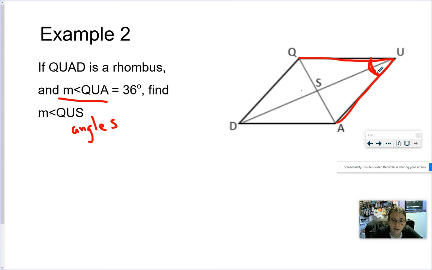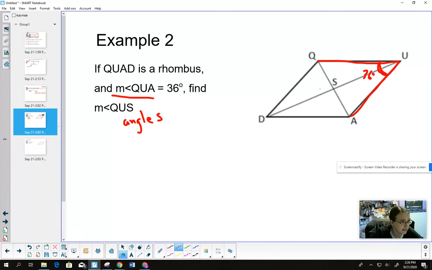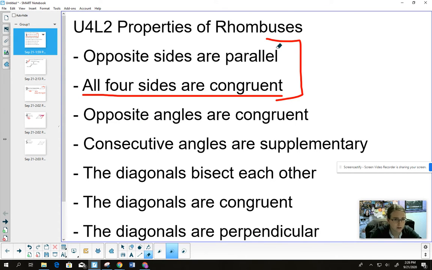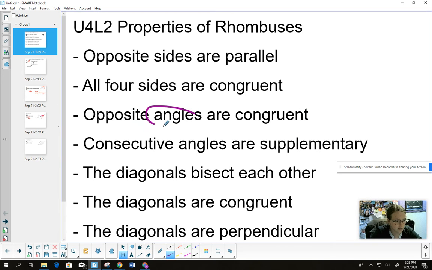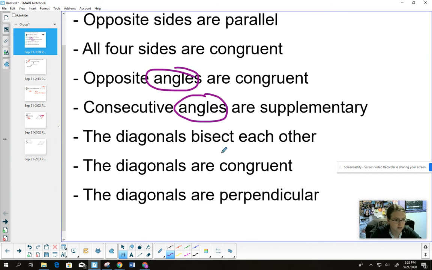Now, this entire thing is 36 degrees. What I am trying to find is, let me get a different color here, QUS. So I'm going to follow again, Q to U to S. So I just want this piece. I know the whole thing is 36 and I'm just trying to find that piece. Let's go ahead and look back to our properties and see all of our angles. So we've got a lot of options here actually. We've got angles here, angles here.